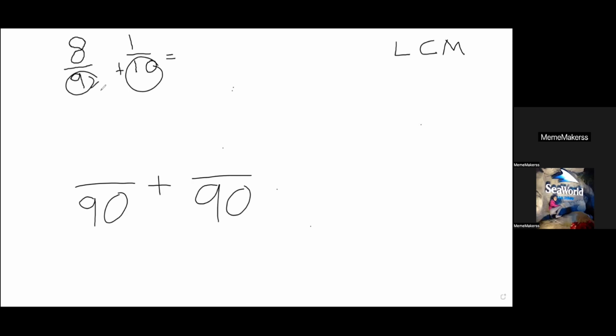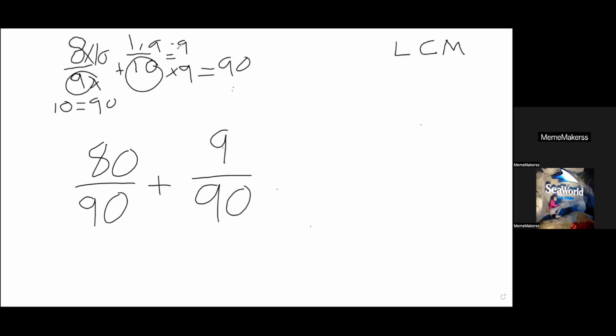So to get 90, we do 9 times 10, which equals 90. Here, we did 10 times 9, which would equal 90. So we have to do 1 times 9, which would equal 9. So this would be 80 over 90 plus 9 over 90. And now that we have the same denominators, we can add. We keep our denominator as 90, and 80 plus 9 would be 89.